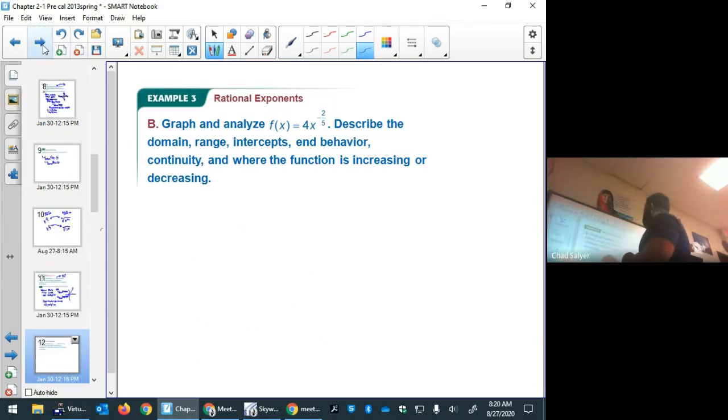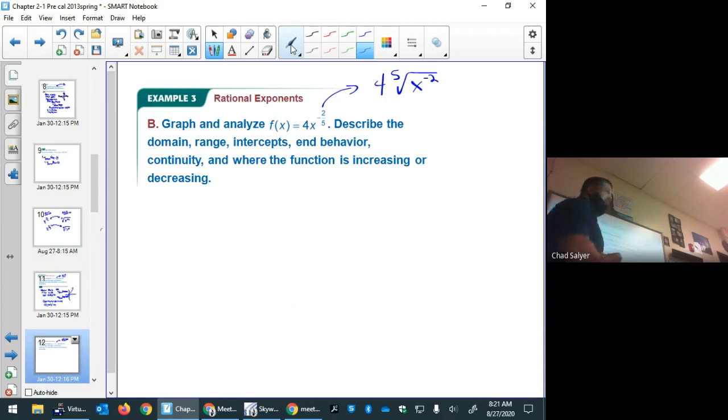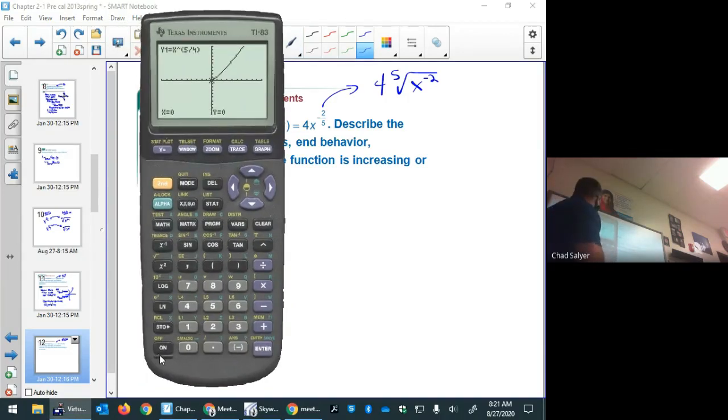All right, so example 3 here. Graph part B. Graph and analyze the following. So this is 4x to the negative 2/5. So I have a negative rational exponent. If I were to rewrite this, that's 4 times the 5th root of x to the negative 2 power. See how funky that expression is. So let's just graph it and see. There's almost too much to keep up with there to do a good mental graph. So 4 times x to the negative 2 divided by 5 power.